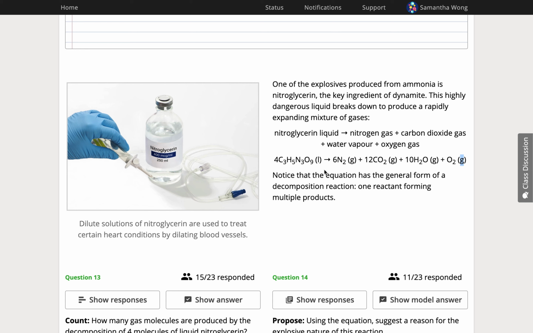So notice that the equation has the general form of a decomposition reaction, where you have one reactant forming multiple products. On the side here, you can see that there is a dilute solution of nitroglycerin, and it's been used to treat certain heart conditions by dilating the blood vessels, which means it releases the pressure and allows them to become wider.